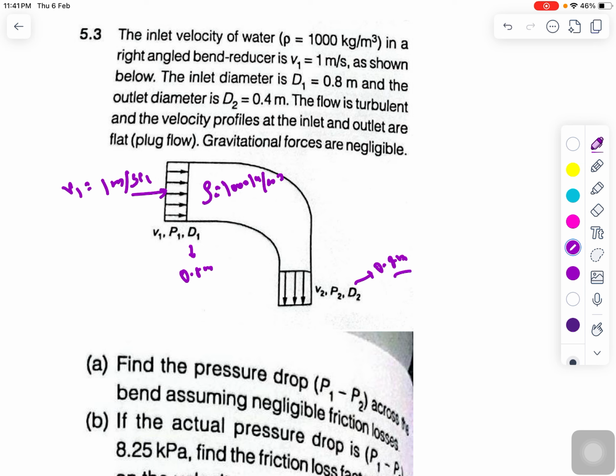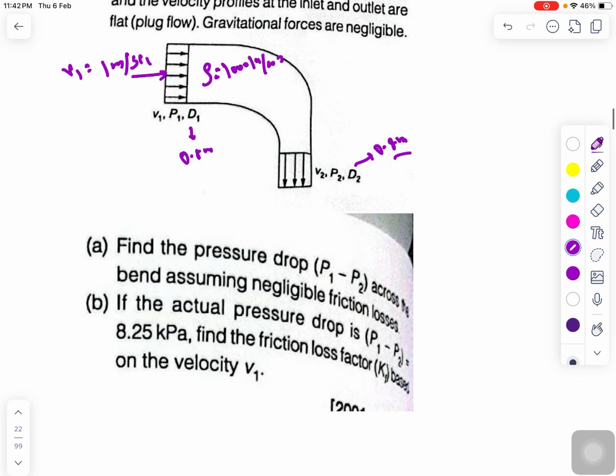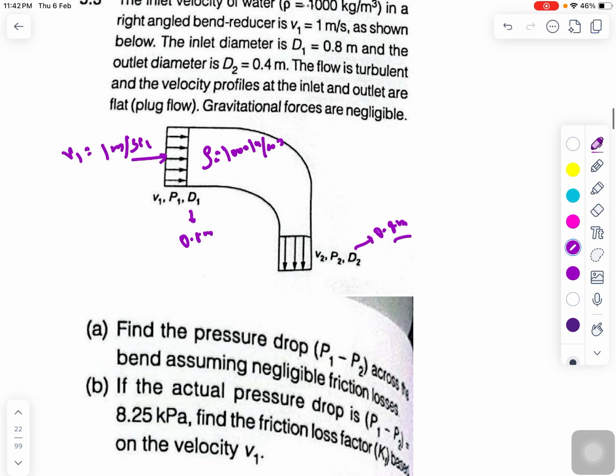The flow is turbulent, obviously, so it's a very different question, and the velocity profile at the inlet and outlet is flat because for turbulent flow, a plug flow profile will be followed. The gravitational forces are negligible. Find the pressure drop across the bend assuming negligible friction loss, right? So if frictional loss is negligible, what is the pressure drop across this?